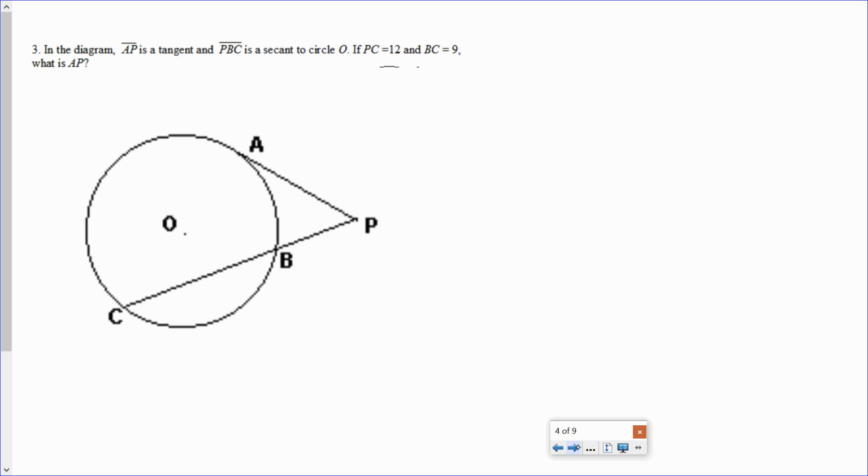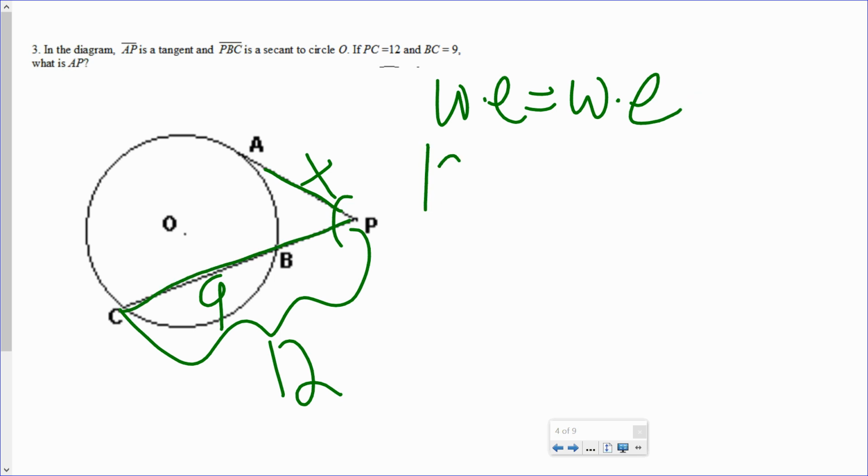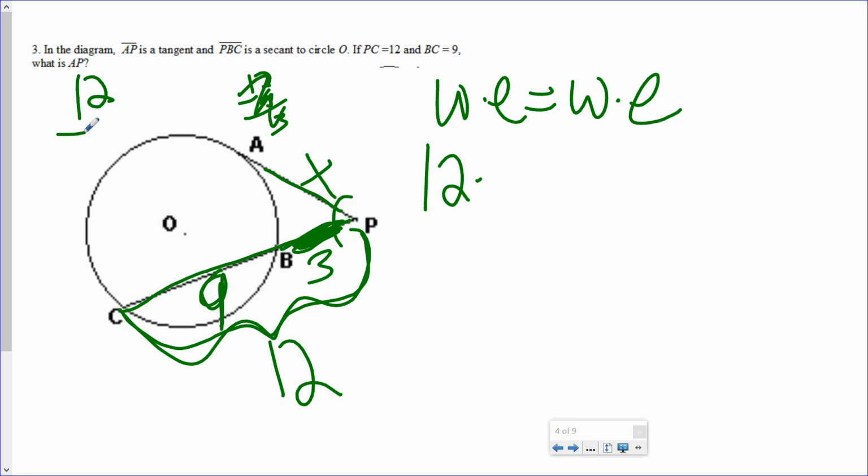Number 3, PC is 12. BC is 9. It's asking for AP. I see an exterior angle. There are segments involved. WE. Whole times exterior equals whole times exterior. Let's start with this piece right here. The whole thing is 12. The exterior, little twist. This right here is the exterior. Well, if the whole thing is 12 and the interior is 9, I could subtract them to get 3. So my exterior piece is 3.